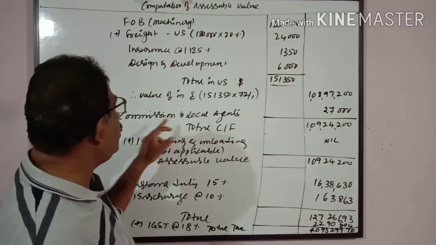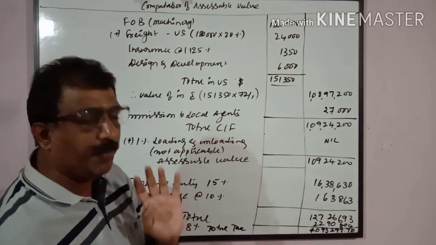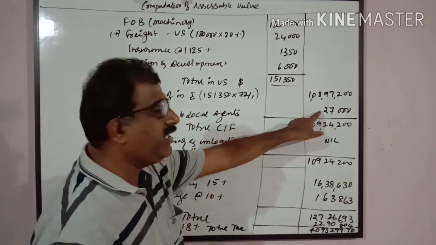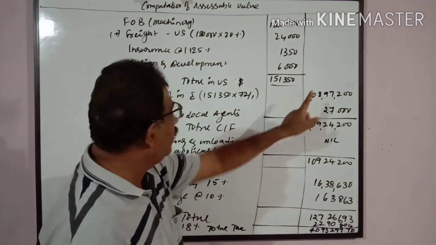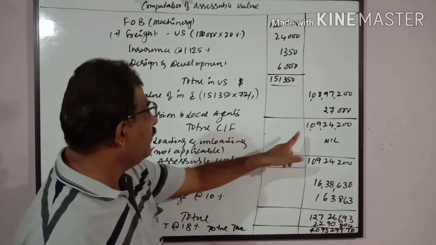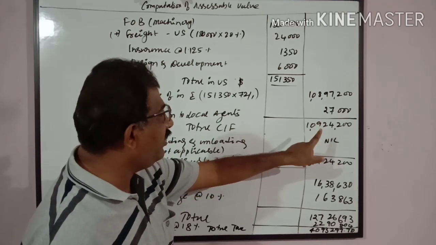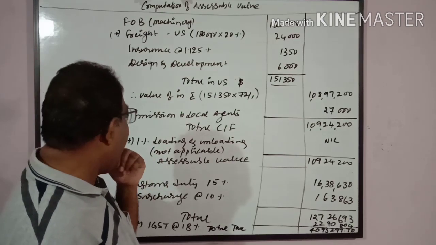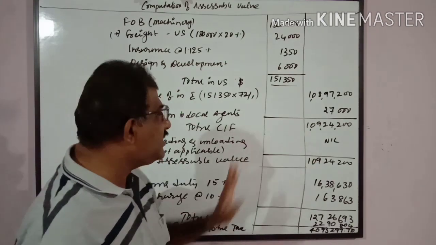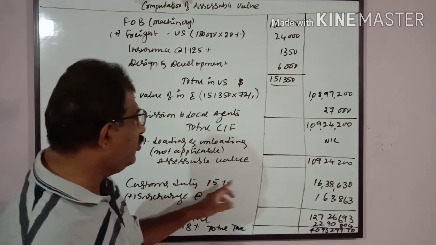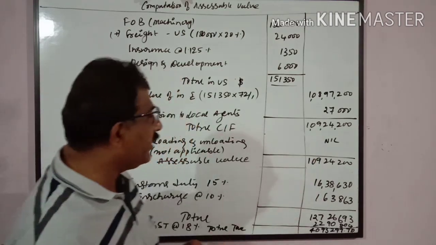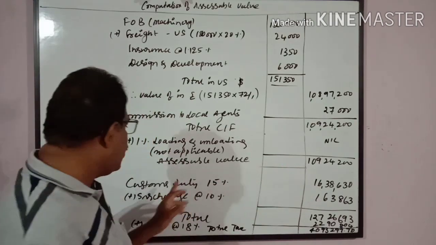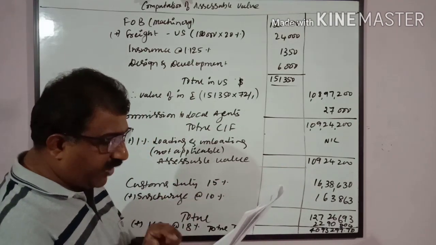Plus commission to local agents paid in the form of rupees, that is in the first part. Commission to local agents in India 27,000 rupees. So total CIF value 1,09,24,200 plus 1% loading and unloading, not applicable to this product. So assessable value comes to the same, 1,09,24,200.